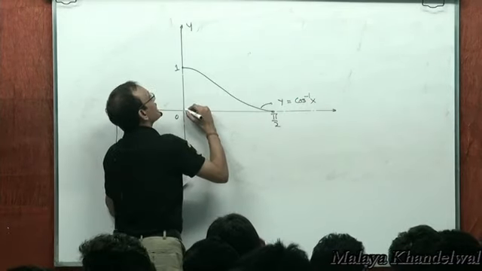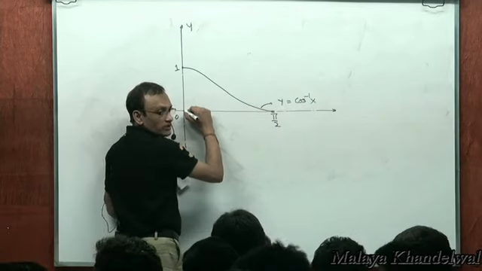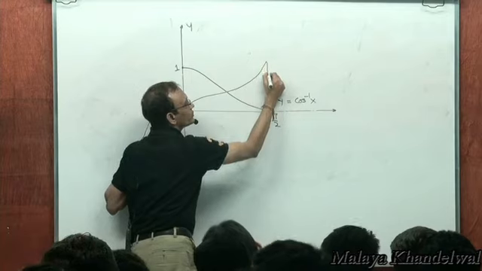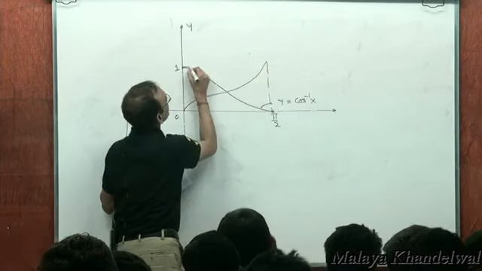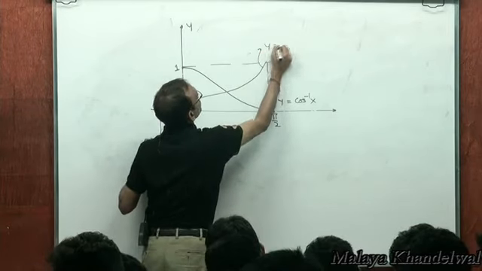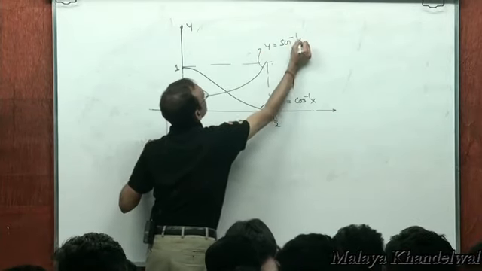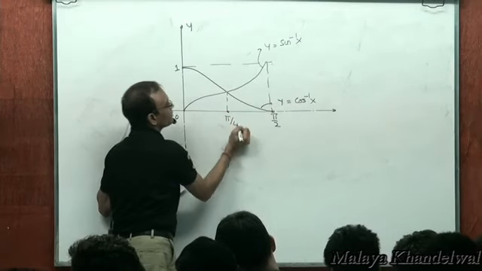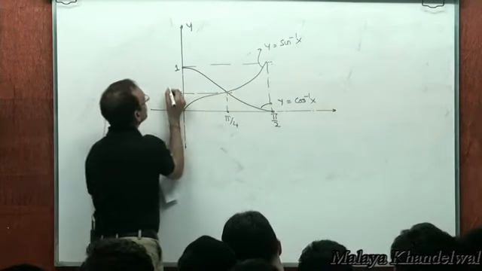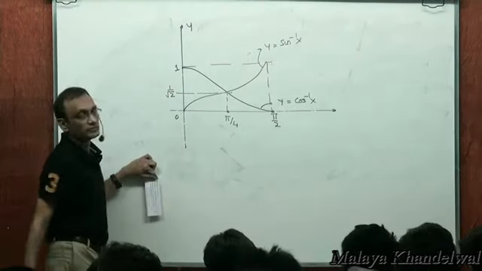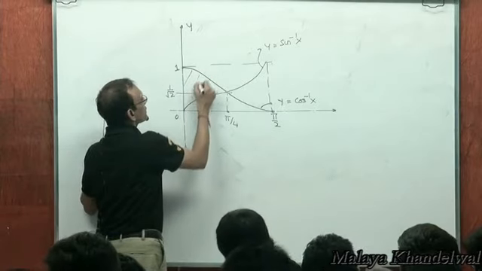The graph of y is sine inverse x. At x equal to 0, it's 0. At x equal to 1, it will be pi by 2. This is the graph of y equal to sine inverse x. And they intersect at x equal to 1 by root 2, where both are equal to pi by 4. Right? And what we are seeking is this area.